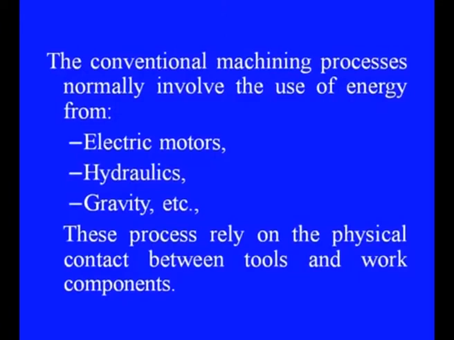The conventional machining processes normally involve the use of energy from electrical motors, hydraulics or gravity, as we have seen in most of the conventional machines. Like in lathe machines we use electrical motors, in some machines like press working machines we use hydraulic power, and in some machines like stamping we can use gravity, and so on. These are considered to be pretty conventional methods of producing a part. These processes mostly rely on physical contact between the tool and the work components. However, the advanced processes that we are going to discuss are mostly non-contact in nature.